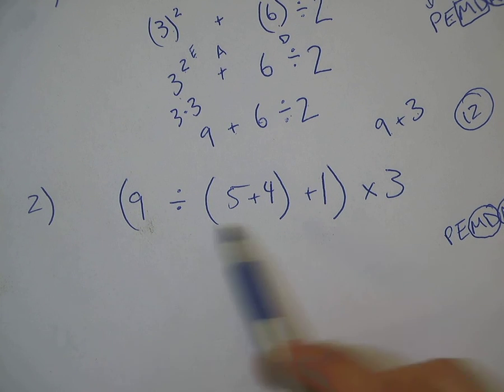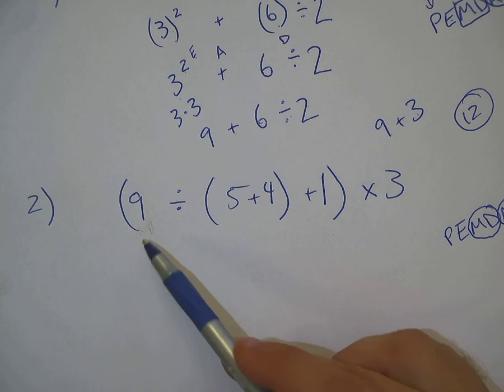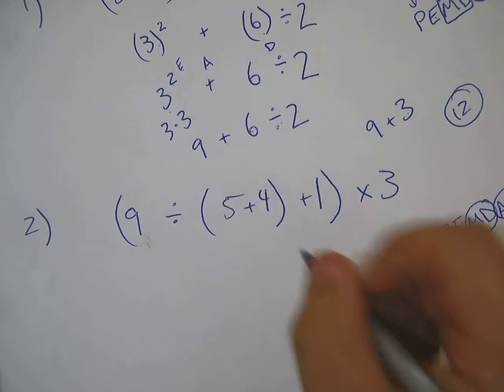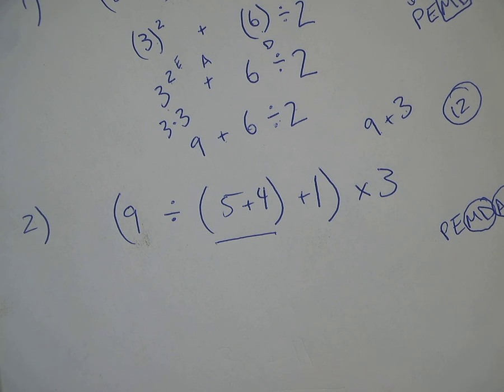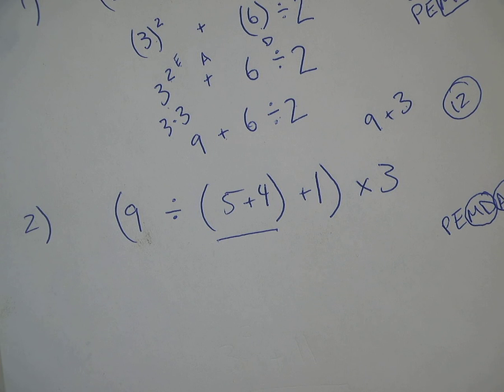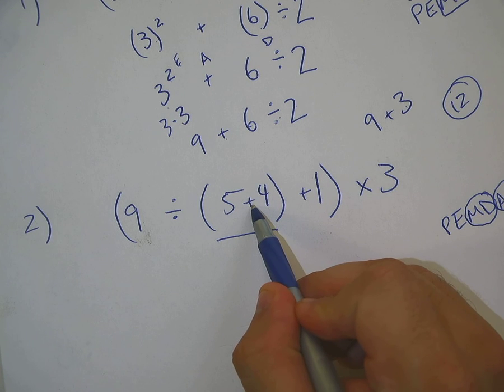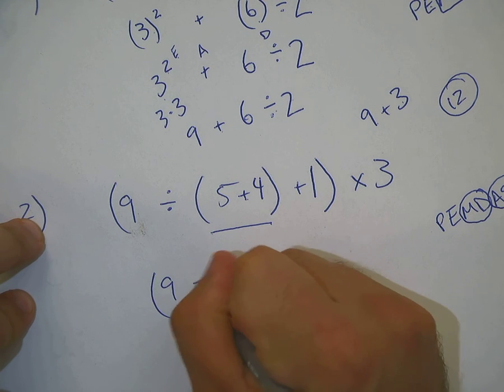Where do I start? If you ever have a parentheses inside of a parentheses, you're going to start at the innermost parentheses. So we're actually going to start off right here. We need to do everything inside the innermost parentheses first. Well, thankfully for us, there's only one operation, 5 plus 4. So we're going to leave everything else exactly the same.